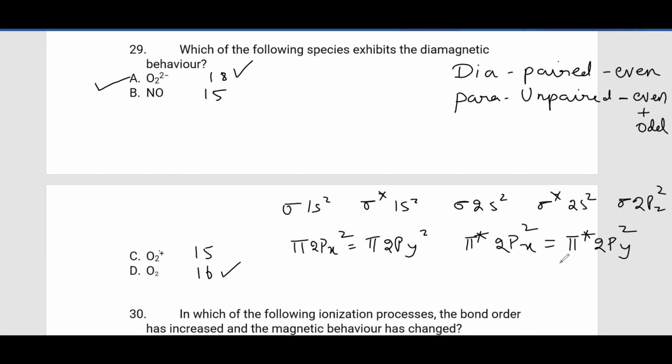Let us check the O2 as well, whether the electrons are paired or unpaired, and here it is 16 electrons, so we have to write the configuration like this. For 16 electrons, it is like this. That means 2 unpaired electrons are there, and so this is not diamagnetic and this is paramagnetic, so not correct answer. So our answer is option A.